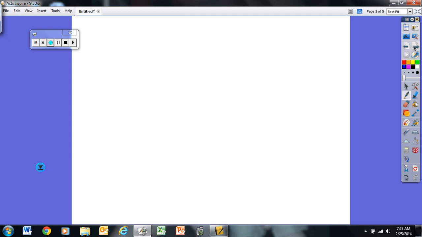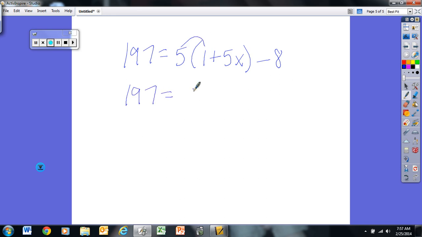Okay, two more. 197 equals 5 times 1 plus 5x minus 8. Try this one by yourselves, pause it. Bring down the 197, nothing's happening. 5 times 1 is 5. 5 times 5x is plus 25x minus 8.